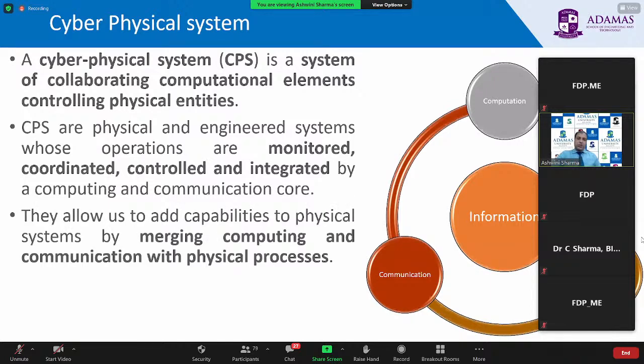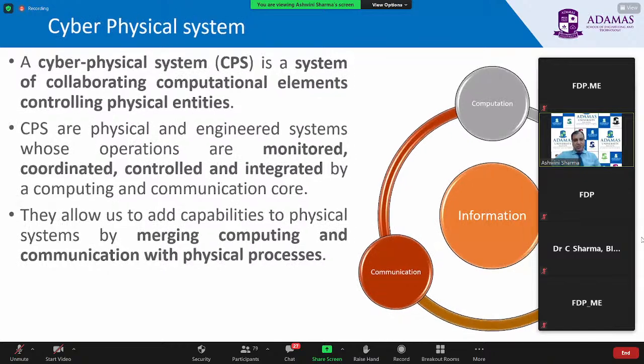They also allow us to add capabilities by merging computing and communication with the physical process. So now the system has become very complicated, merging computing and communication with the physical processes. Obviously this can only be possible with the help of highly efficient computing systems.